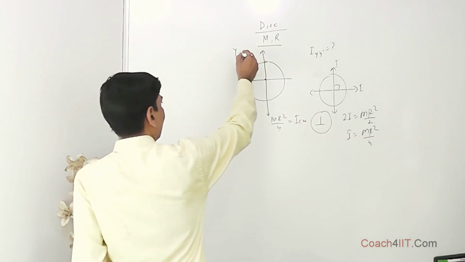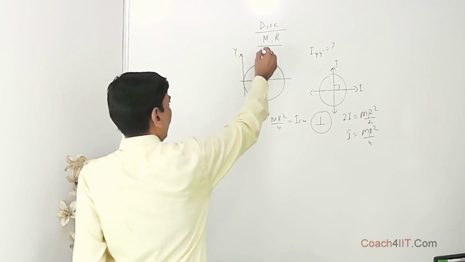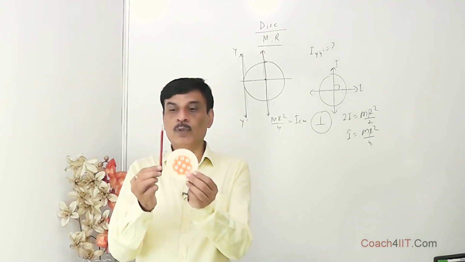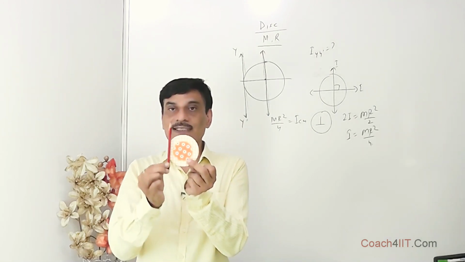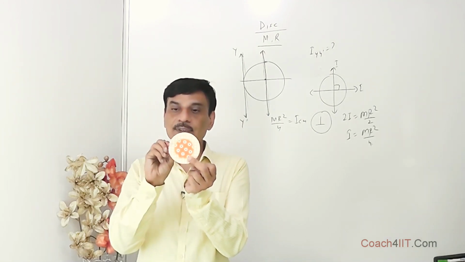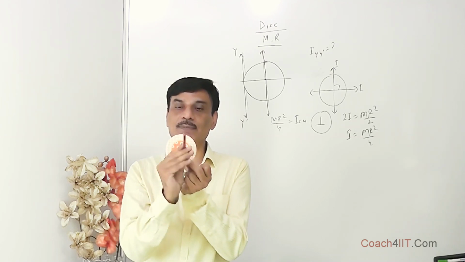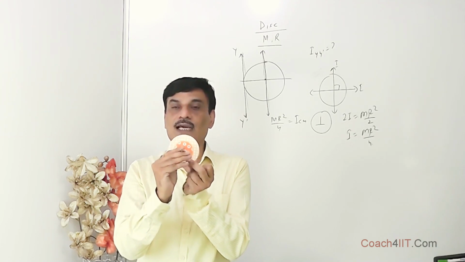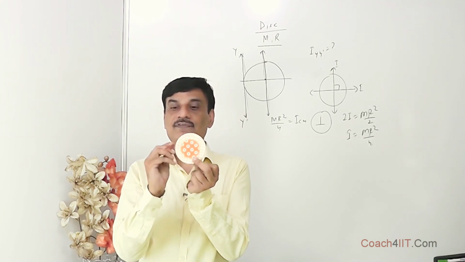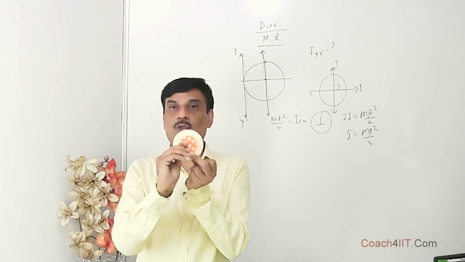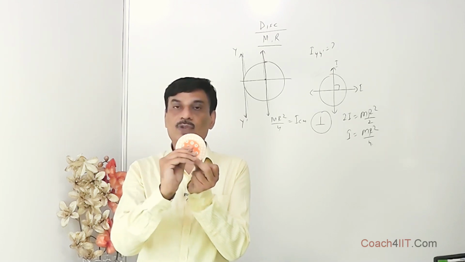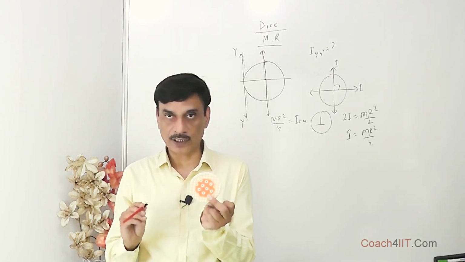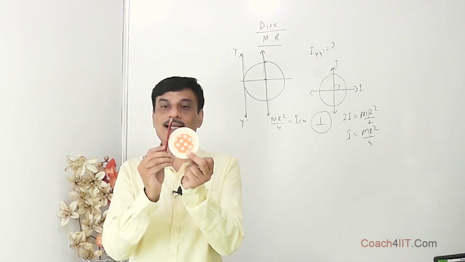Now we have to find the moment of inertia about this axis. Obviously this axis and that axis are parallel to each other. Had it been this axis, then it is simple: m r square by 2 about the central axis plus m r square, so we can directly use the parallel axis theorem, m r square by 2 plus m r square, that is 3 by 2 m r square. We could have got it that way. But our axis is like this.